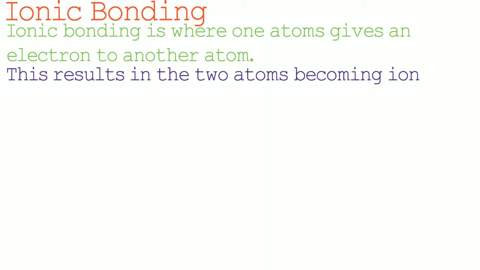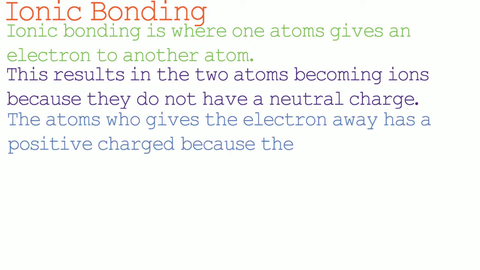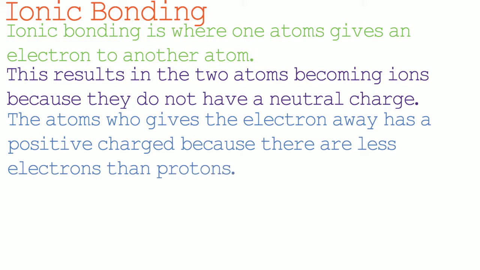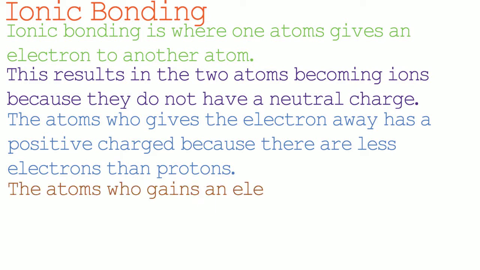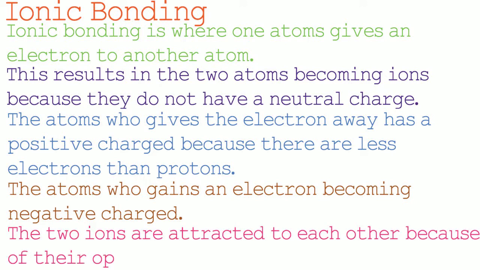This results in the two atoms becoming ions because they do not have a neutral charge, i.e. the atoms are either positive or negatively charged. The atom who gives the electron away has a positive charge because there are fewer electrons than protons. Protons have a positive charge and electrons have a negative charge. The atom who gains the electron becomes negatively charged, and this is because the atom now has more electrons than it does protons. The two ions are attracted to each other because of their opposite charges.